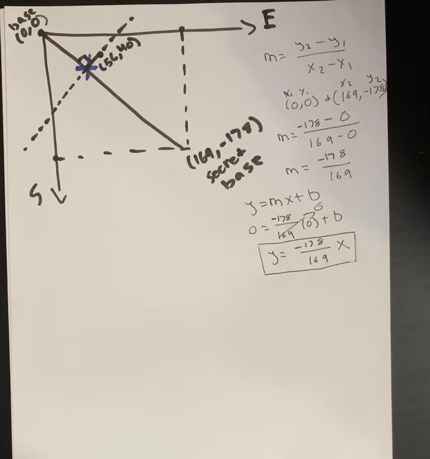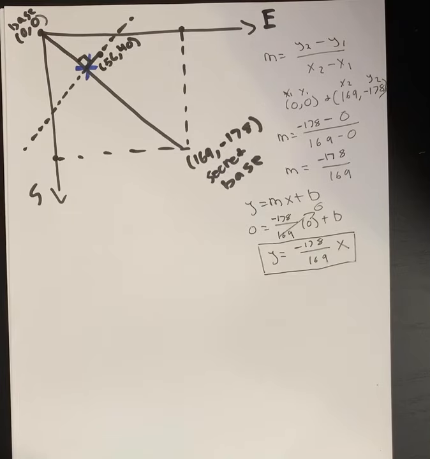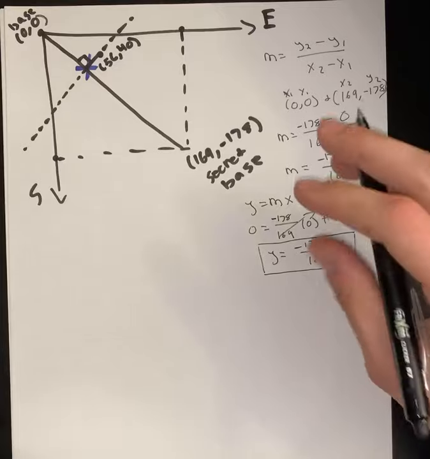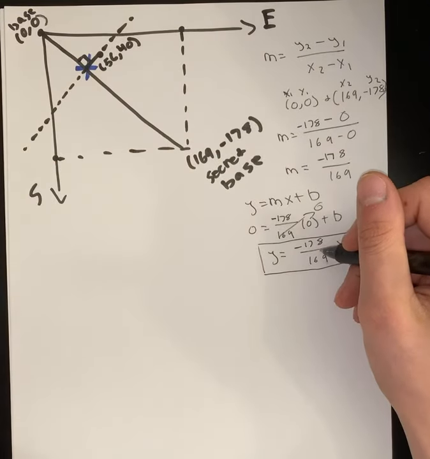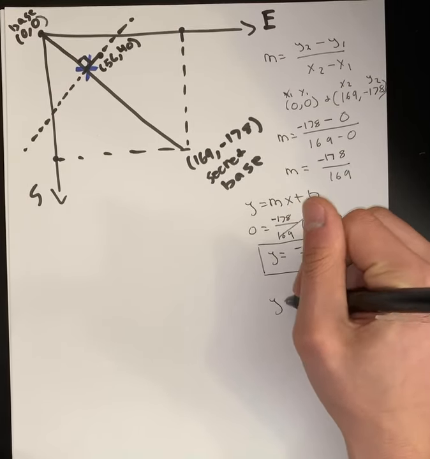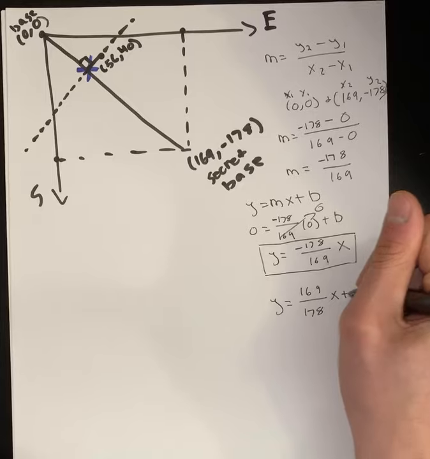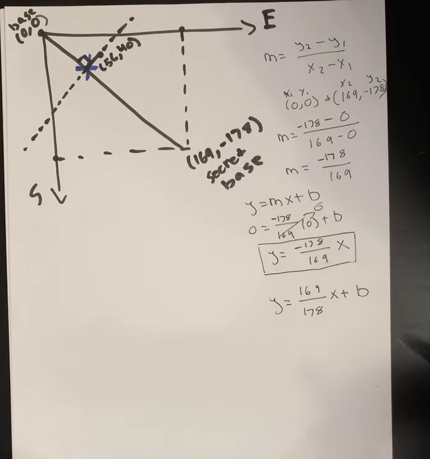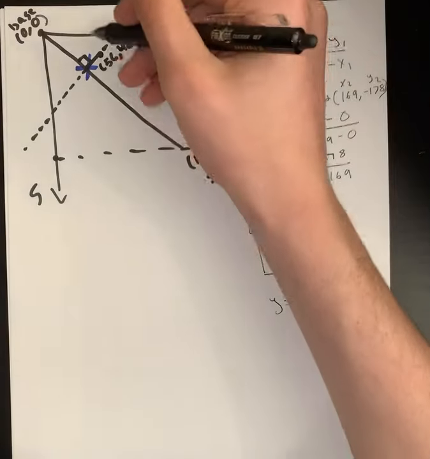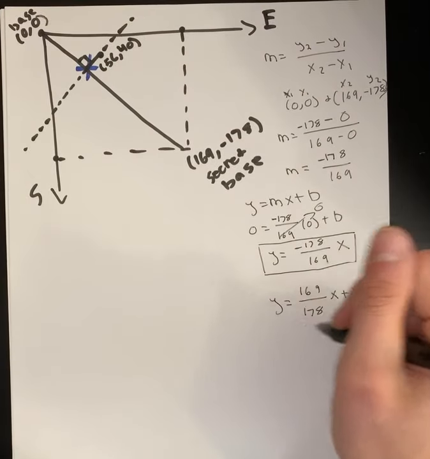Our second equation is going to be a little different. It's going to be the line perpendicular to this line as seen here. How we find this is by simply finding the reciprocal of the slope and then flipping the sign. So we'd have y equals 169 over 178x plus b. Then we find this y-intercept by plugging in these coordinate points here, 56 and negative 40, because these coordinate points land on this perpendicular line. That can help us find the equation for it.